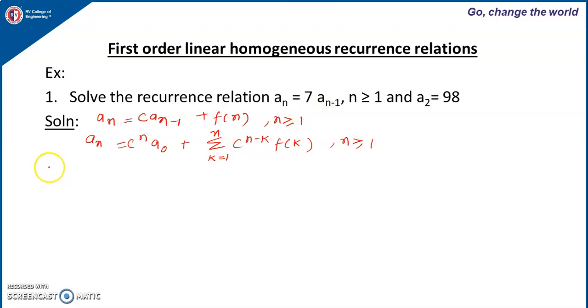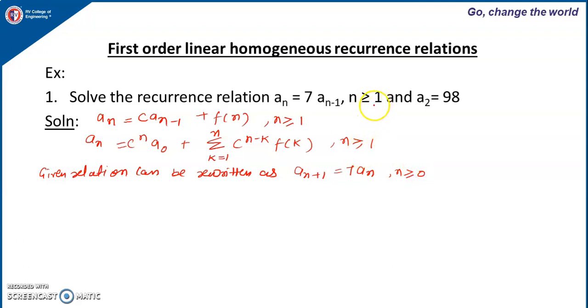So we can see here the given relation an is equal to 7 an minus 1. We can rewrite the given relation as an plus 1 is equal to 7 an, for n greater than and equal to 0. So this is for n greater than and equal to 1. Instead of writing it in terms of an and an minus 1, we can write it in terms of an plus 1 and the value of n will change.